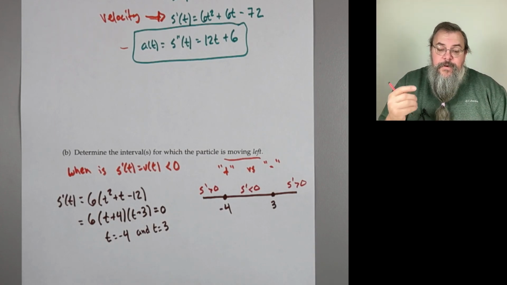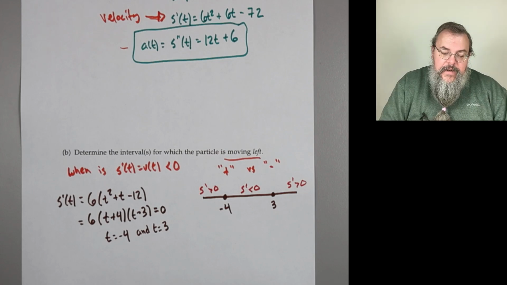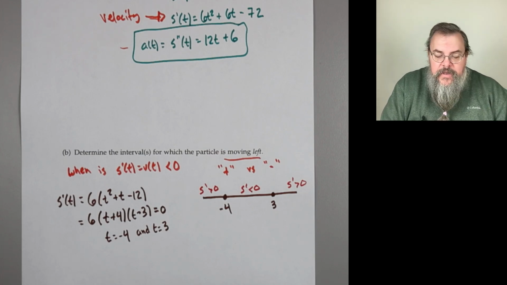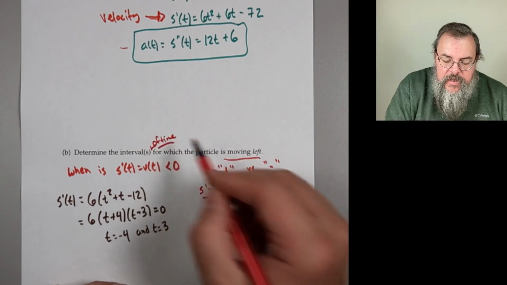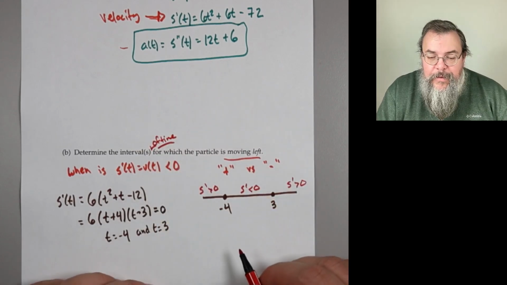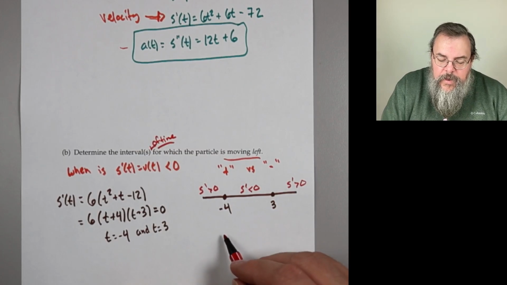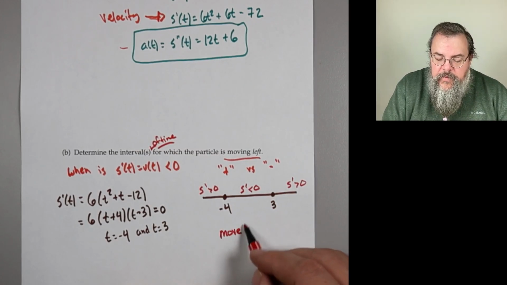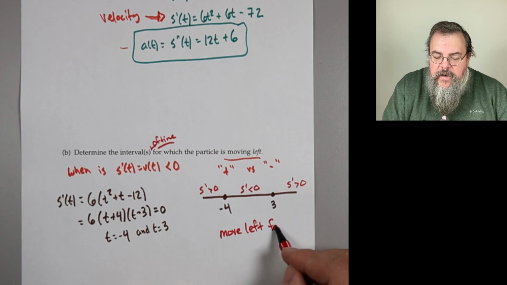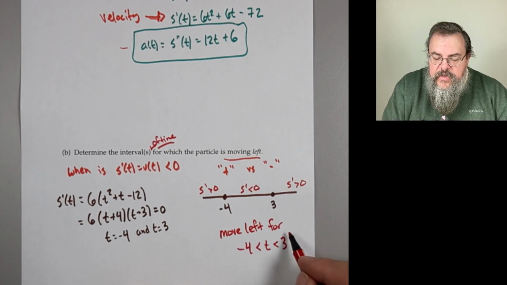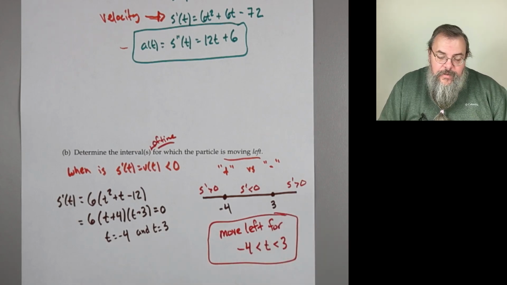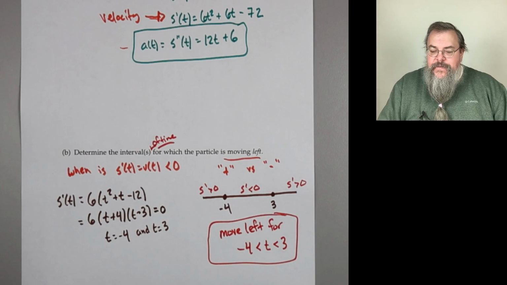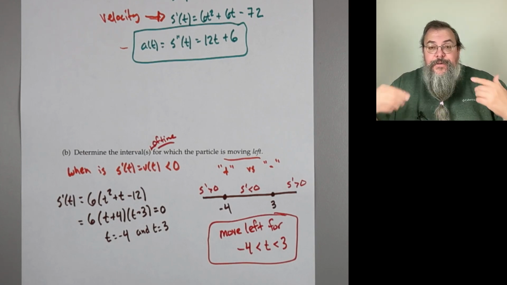Okay, so when do we move left? We're after the intervals of time. It doesn't explicitly state that, but that's the only thing that we could really hope for. So we move left for negative 4 less than t less than 3. So there's just a single interval. And there we go.